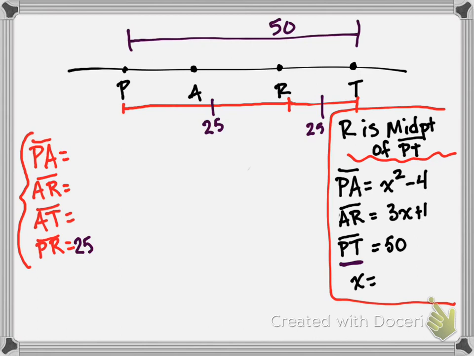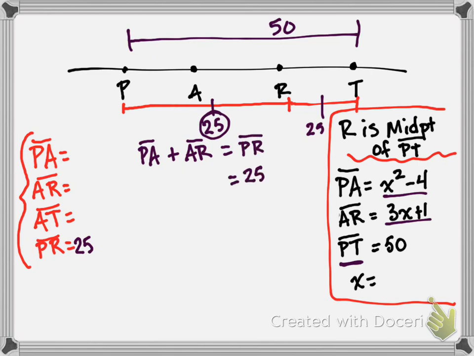Well, we know it's x squared minus 4. We know AR is 3x plus 1. And those are going to be equal to our 25 here. We're looking at that because PR is 25. PA plus AR, we'll write this here, PA plus AR equals PR. And we're going to fill in our values. So we know PR is 25. We know AR is 3x plus 1. And we know that PA is x squared minus 4. And we add those together.